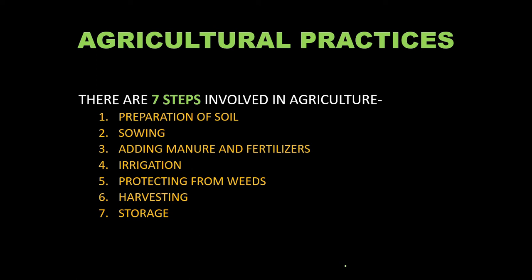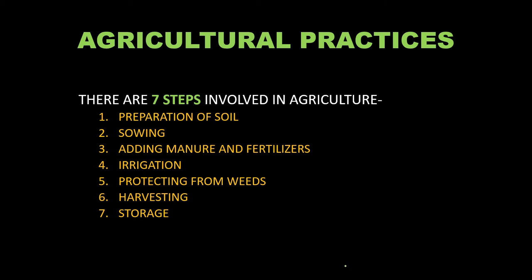There are 7 steps involved in agriculture, as we saw earlier also. These 7 steps are preparation of soil, sowing, adding manure and fertilizers, irrigation, protecting from weeds, harvesting, and storage. In this video, we will learn about the first step, that is preparation of soil.